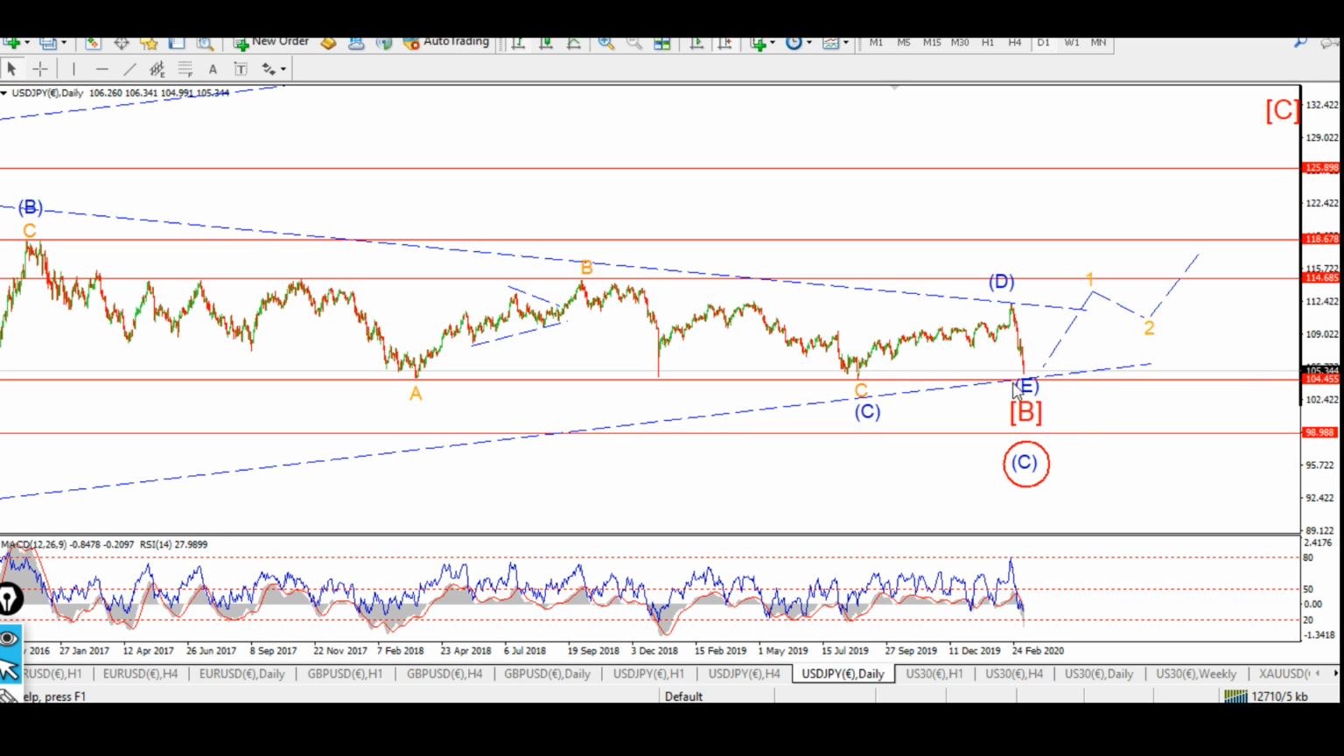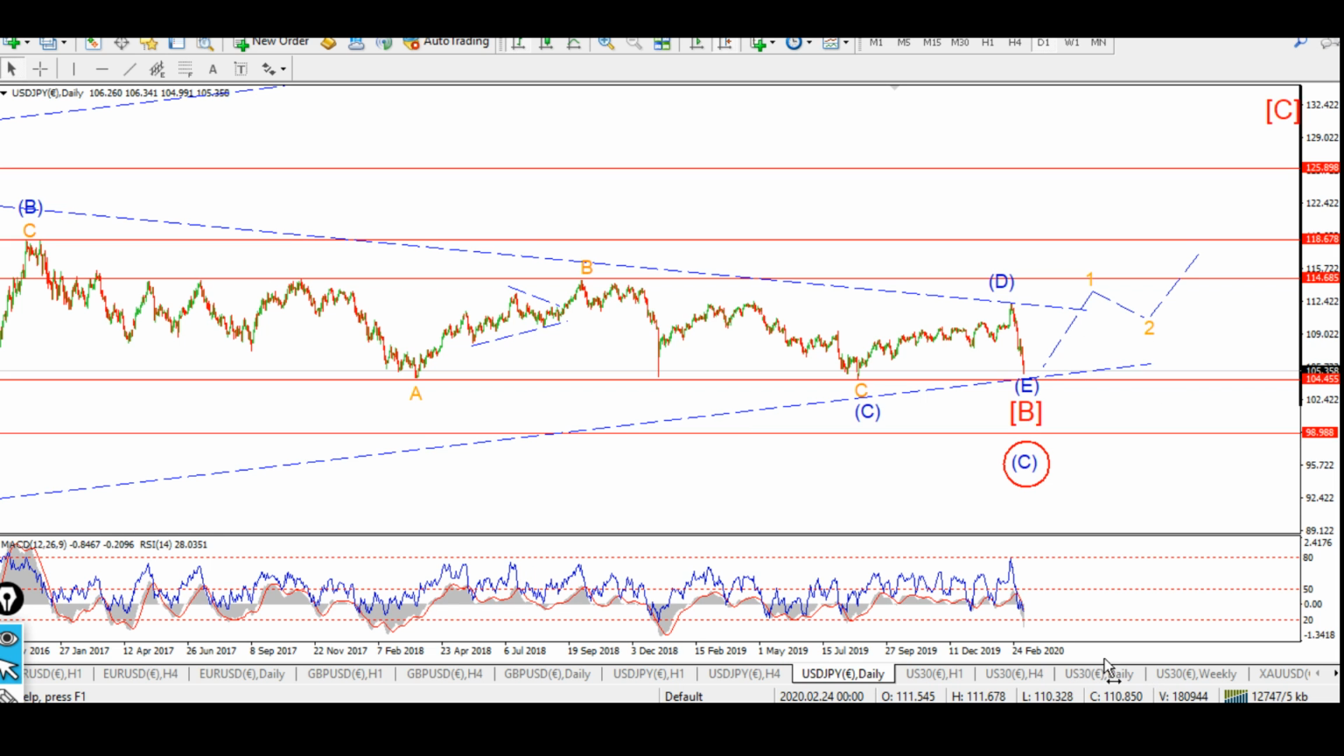So for the rest of the day, this is Friday, and early next week, I would like to see that 104.45 hold, and I would like to see this wave E be complete right now. But if that 104.45 breaks, then we'll have to switch to this alternate count for wave C, and we move on to wave D and E.